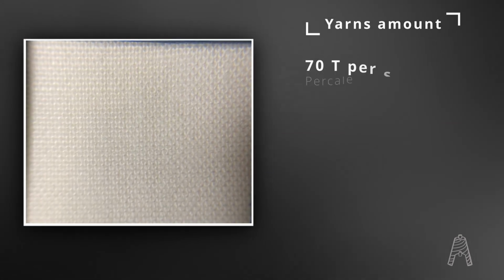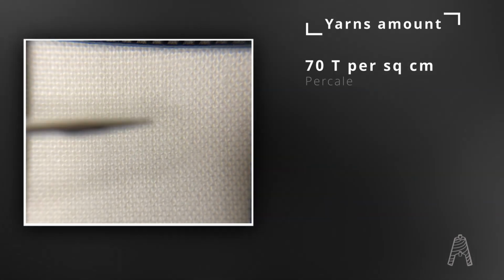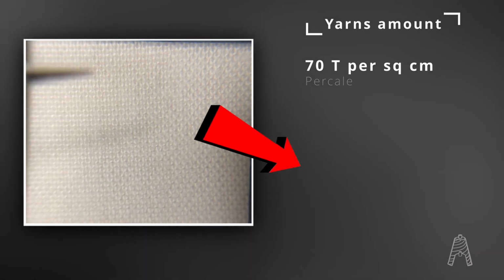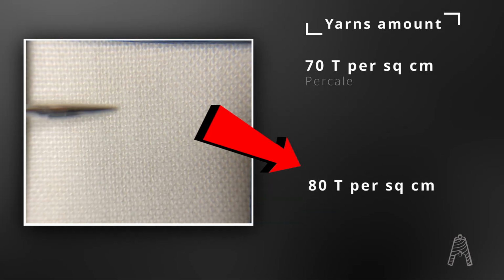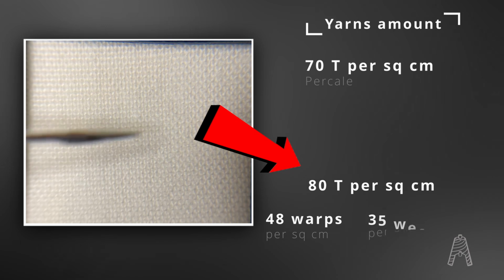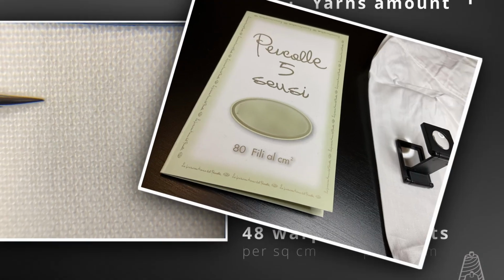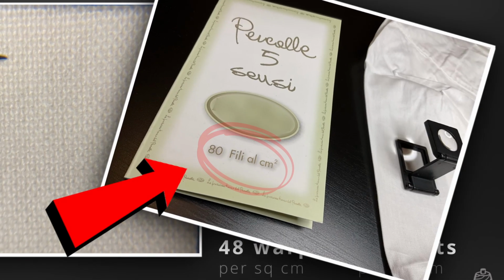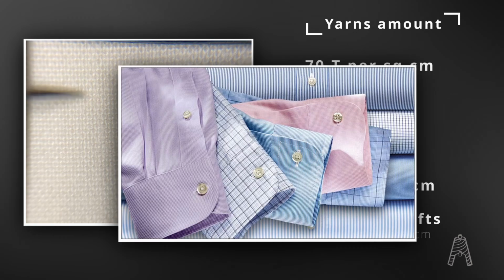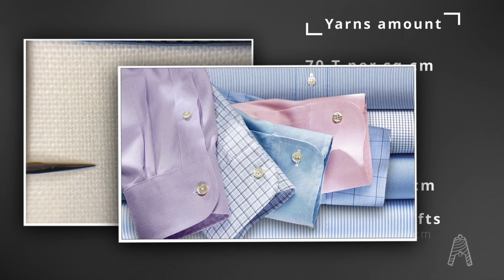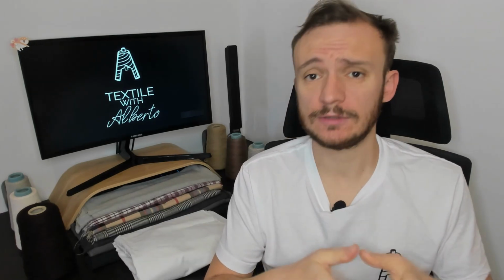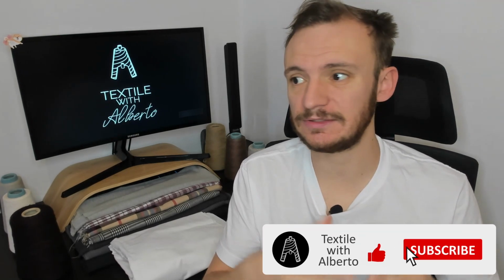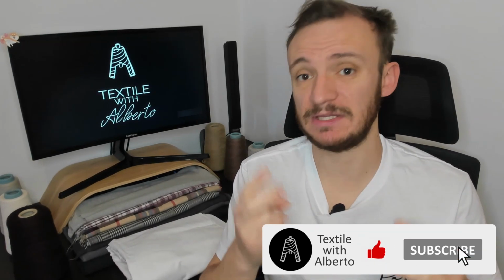We talk about 70 threads per square centimeter minimum. In fact, in this sample I am analyzing, we have 80 threads per square centimeter, 48 warp and 35 wefts. Wow, I'm an eagle, also the packaging says it. Consider that a shirt has generally 30 or 35 threads per square centimeter. It's very much, guys. Consider that reaching 70, 80 or 160 yarns per square centimeter means two things.